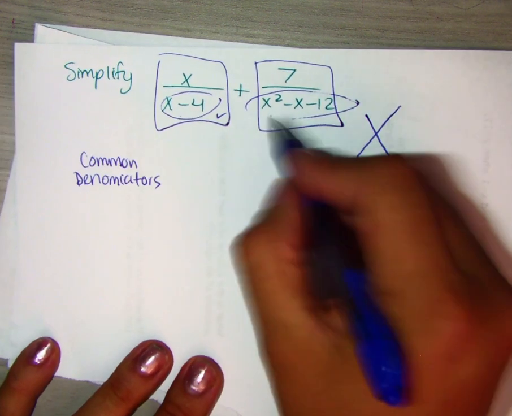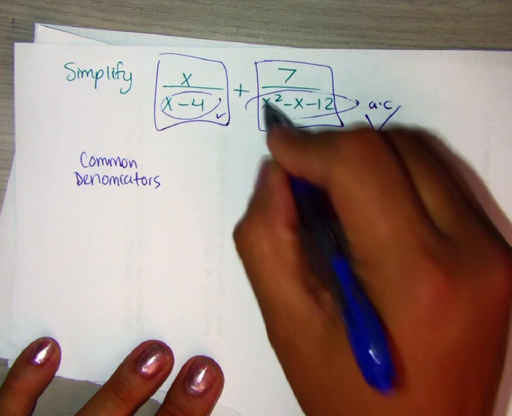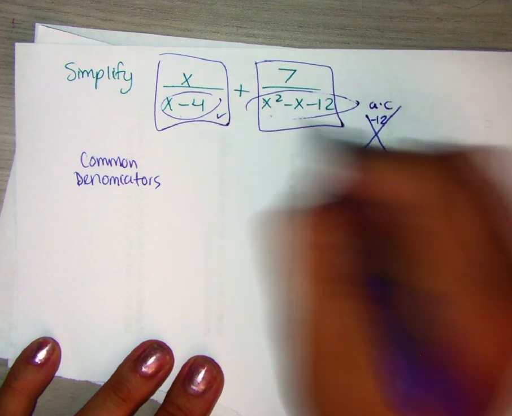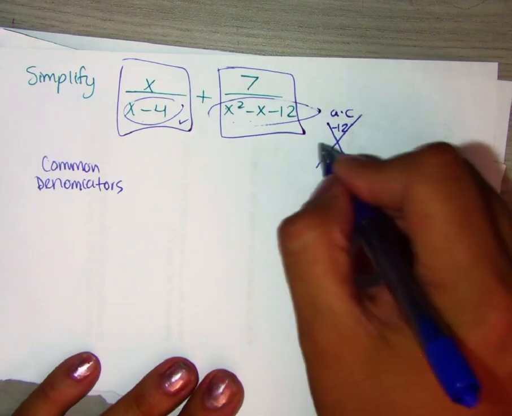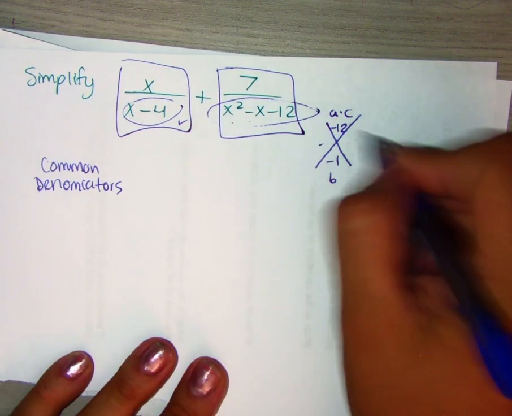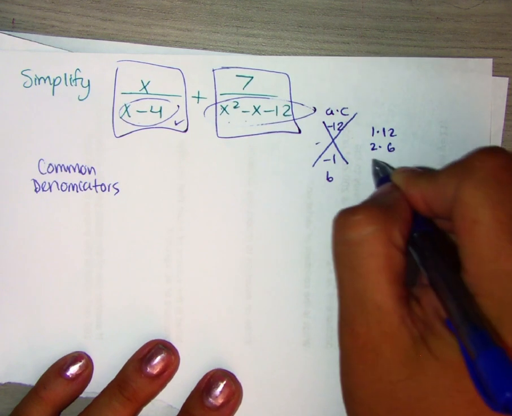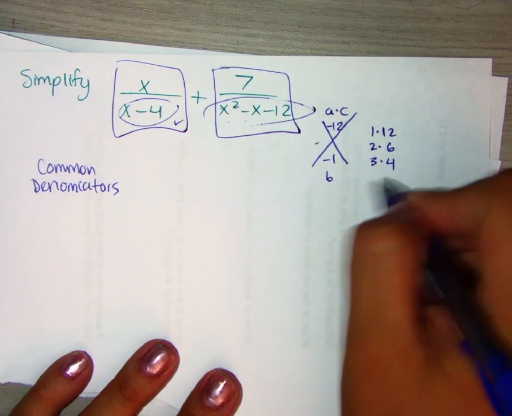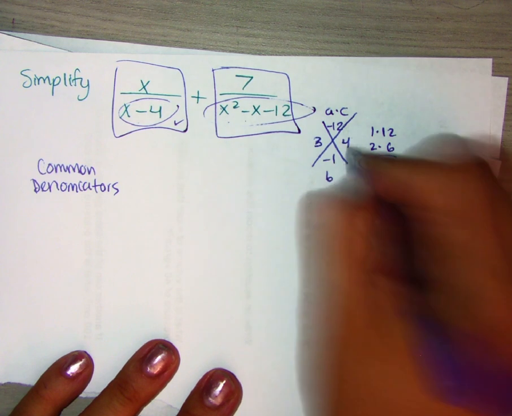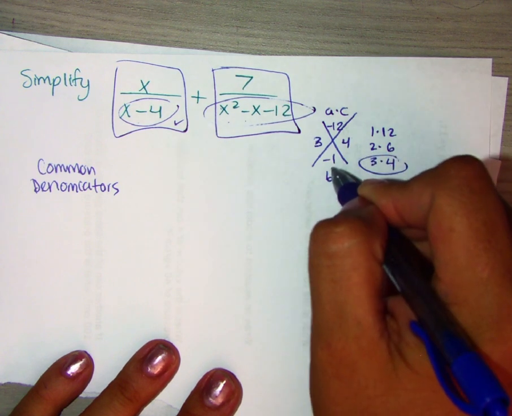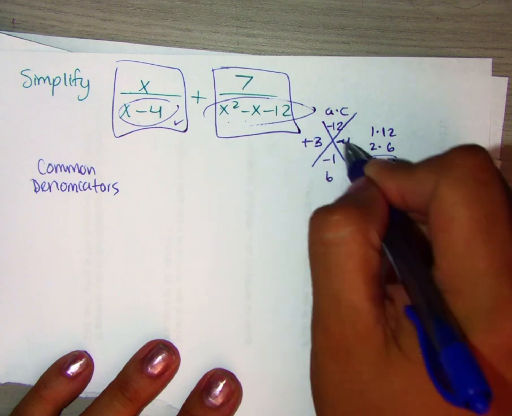This is a trinomial that needs to be factored with the x. So a times c, 1 times negative 12, that's negative 12. The b value is negative 1. We think about what two numbers multiply to give you 12: 1 times 12, 2 times 6, 3 times 4. Which one gives you a 1? 3 and 4 will give you a 1. But if we want a negative 1, we need to have more negatives. So we're going to have negative 4, positive 3.